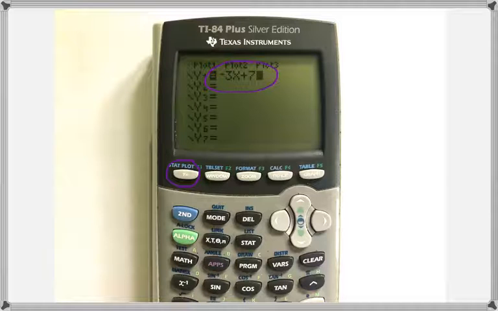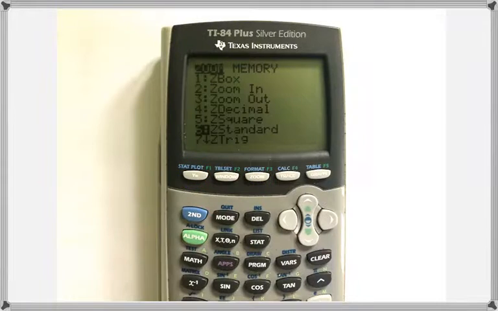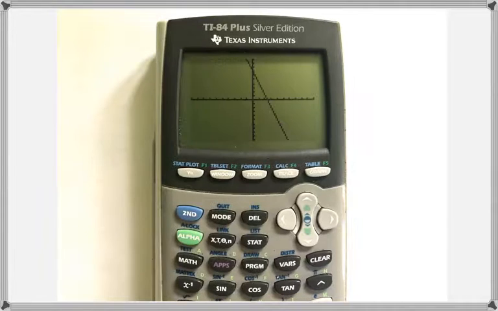Then I want to go to zoom and go down to 6, which is zoom standard. And this will give me the negative 10 to 10, negative 10 to 10 window. And then press enter, and there's my graph.